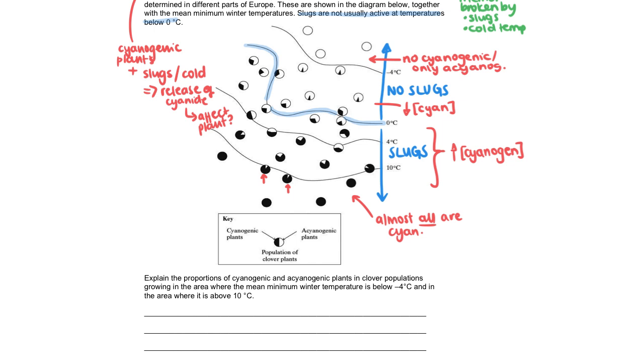At temperatures below minus 4 degrees, I've got only acyanogenic plants, and there's also no slugs in this region. As I move from 0 to lower temperatures, the number of cyanogenic plants decreases. However, at temperatures above 0 degrees, I see increasing populations of the cyanogenic plants. And at temperatures above 10 degrees, I can see that almost all of my plants are cyanogenic.